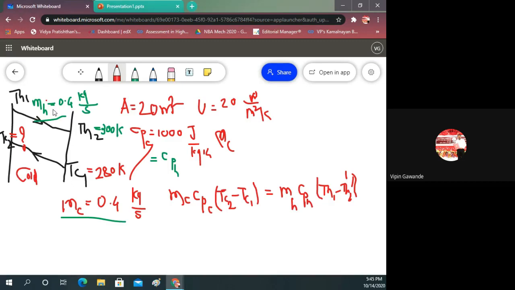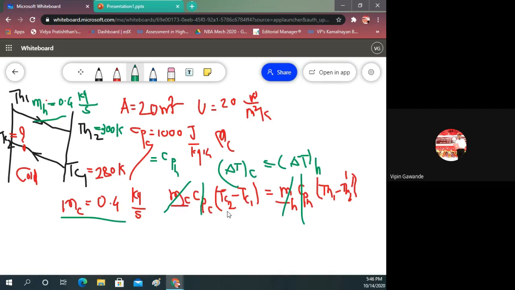Now what is known? mc is 0.4, and mh is also 0.4, so this gets cancelled. Cp of the cold fluid is air, and the hot fluid is also air, so this gets cancelled too. That means delta T of the cold fluid is equal to delta T of the hot fluid. And this is possible when the product of mass flow rate and specific heat of both fluids is the same, then the temperature difference of the cold fluid and hot fluid is the same.